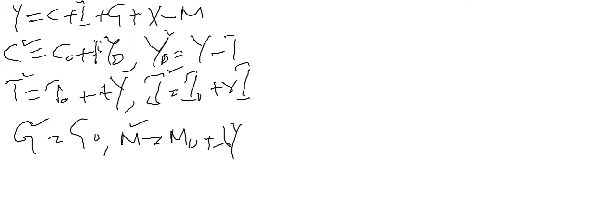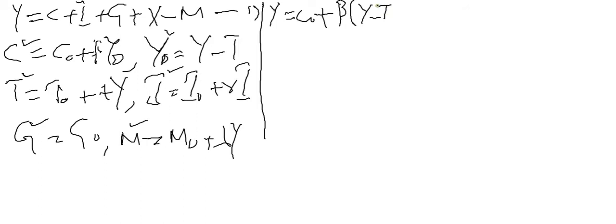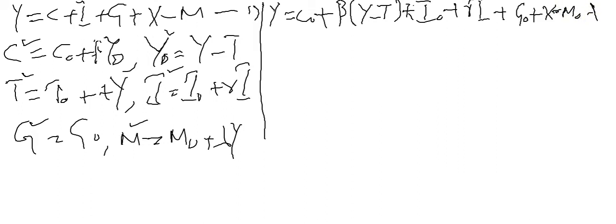So what we will do is substitute the values of M, G, I, T, Yd, and C in this equation 1. If I write it here, it becomes Y is equal to C naught plus beta Yd, where Yd is equal to Y minus T, plus I is equal to I naught plus gamma Y, plus G is equal to G naught, plus X minus M naught minus lambda Y.